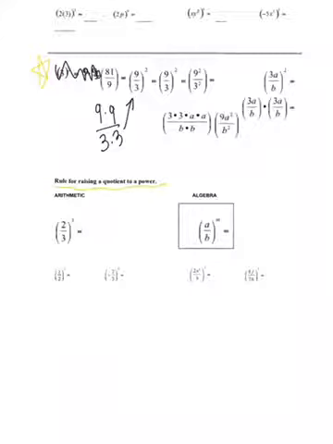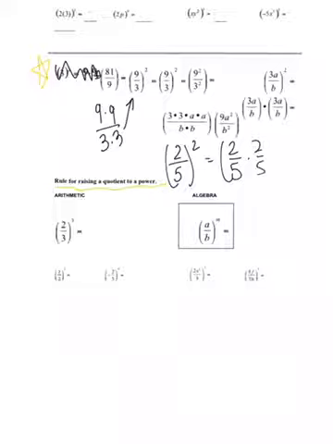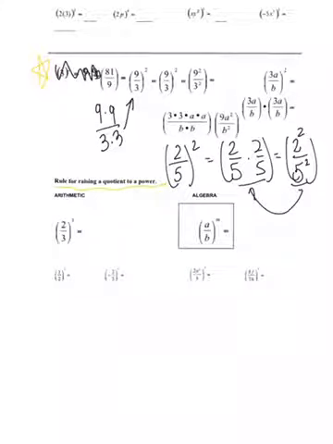So for example, let's say I had 2 fifths squared. That's the same thing as 2 fifths times 2 fifths, which is 4 over 25, or that's the same thing as 2 squared, which is 4, over 5 squared, which is 25. Either way, I get 4 over 25. So these two things are the same.